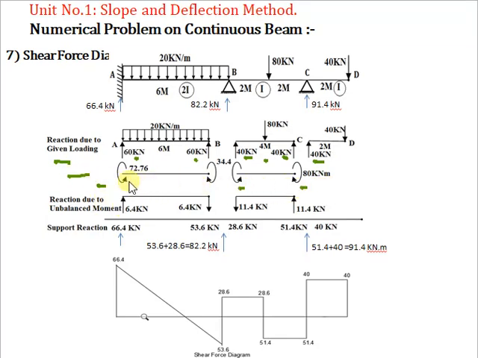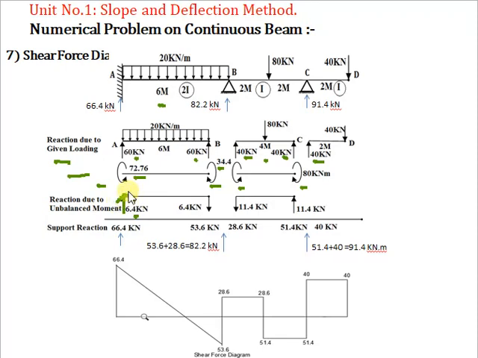Now find out the reaction due to this unbalanced moment. So 72.76 minus 34.4 divided by the span, which is 6, so we will get a magnitude of 6.4 kilonewton. Now this magnitude is first located below the maximum moment. Maximum moment is 72.76, so locate it there. And then you look toward the direction or sense of the far end moment. The sense of the far end moment at B is clockwise, so these arrows should be in upward direction.